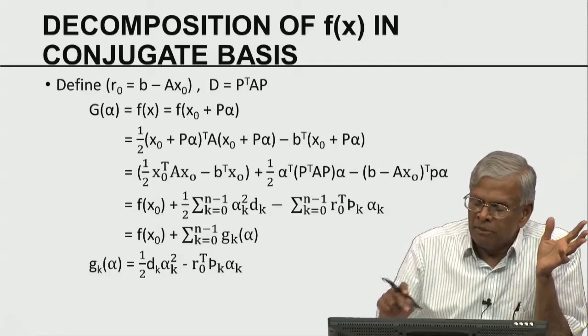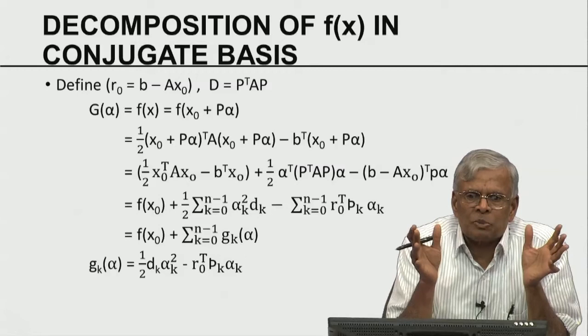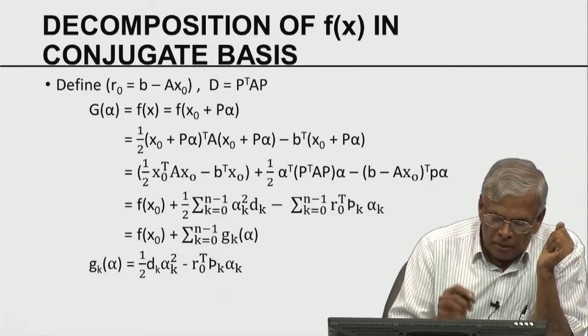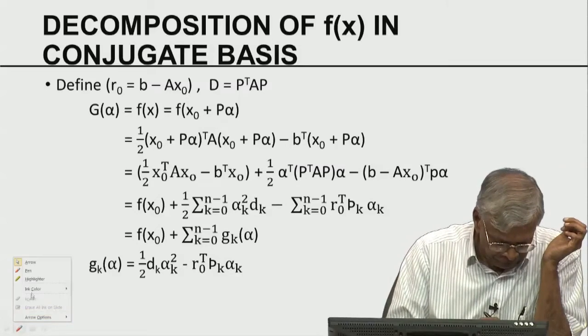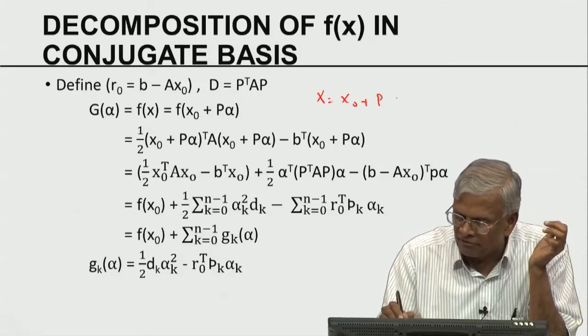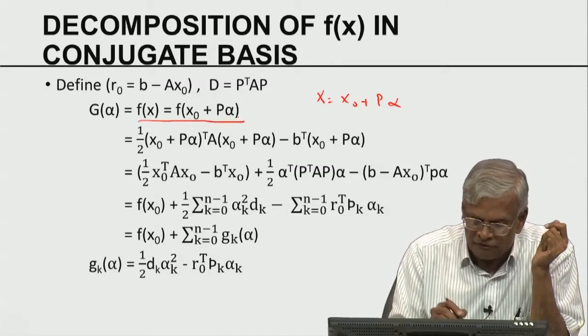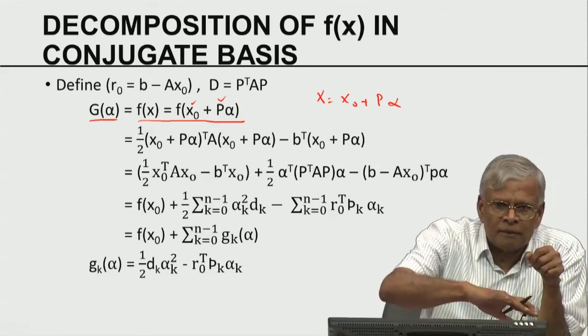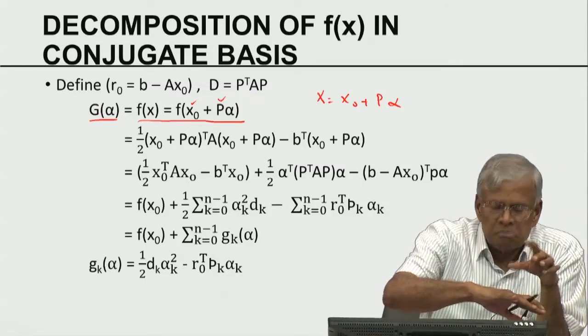So, what is the basic idea? I have been given f of x equal to 1 half x transpose A x minus b transpose x plus c. Therefore, if I substitute, any x we already know can be represented by x naught plus P alpha. So, f of x can be replaced by f of x naught plus P alpha. Since x naught is known and P is known, this is simply a function of alpha. I am going to call that function g of alpha. So, g of alpha is a new name for the same function f of x. f of x denotes the representative function in the old basis. g of alpha represents the same function in the conjugate basis.